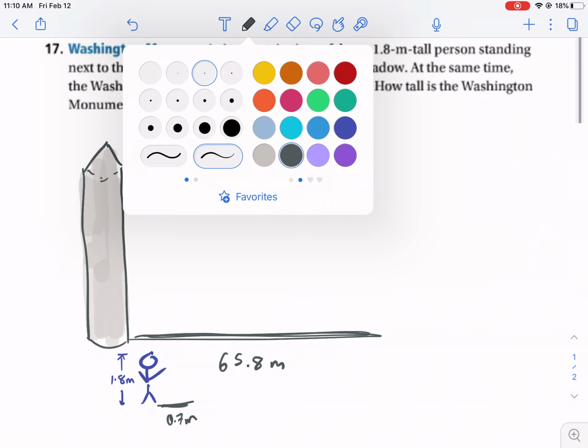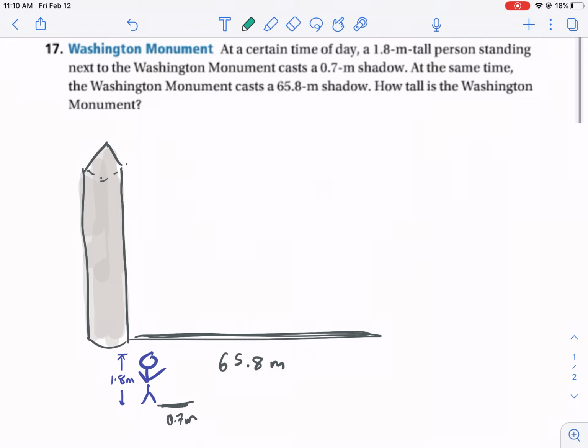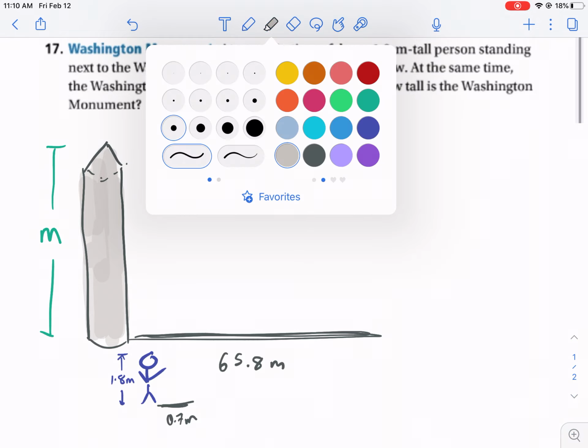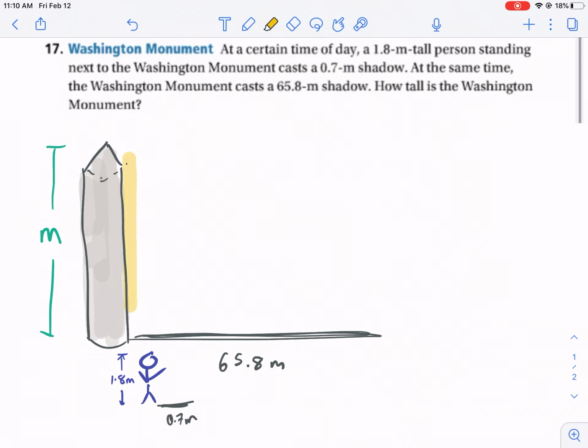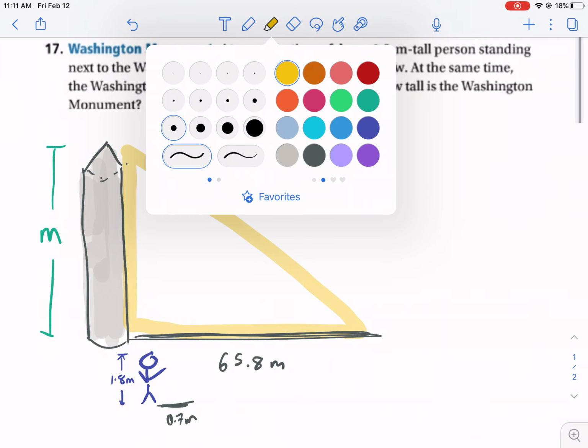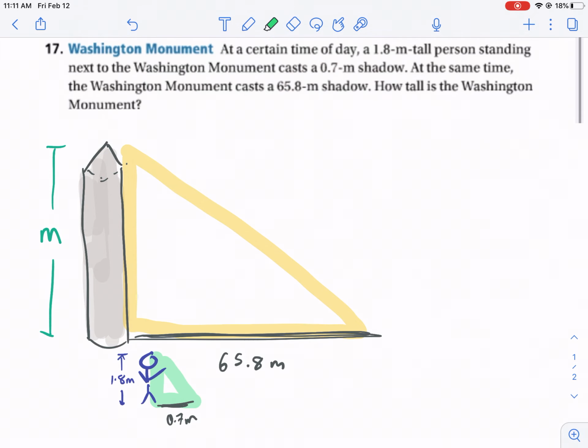Now, it's asking us to solve for the height of the Washington Monument. So we want to know that height. We could call it X, or we could call it M. Let's call it M for the monument. I like that better. Now, here we have a classic example of similar triangles. We could complete these like this. So we have this big yellow triangle would be the Washington Monument's triangle, and then we could create another little green one right there.